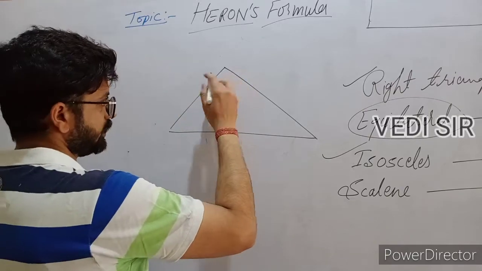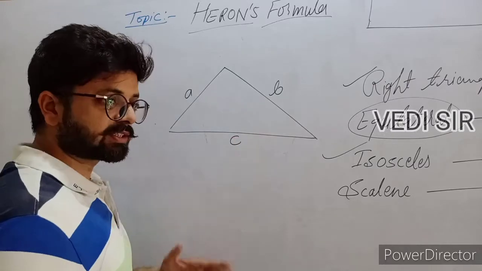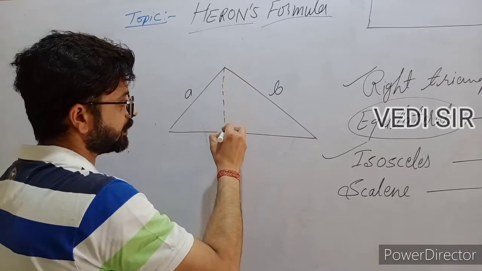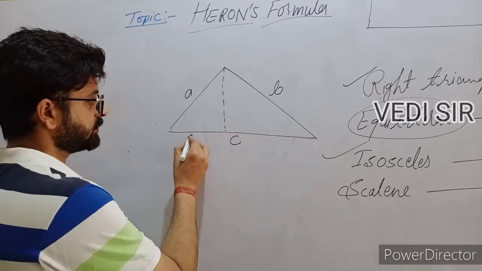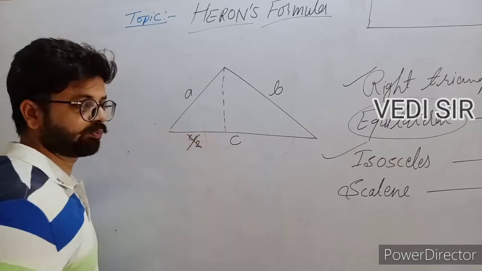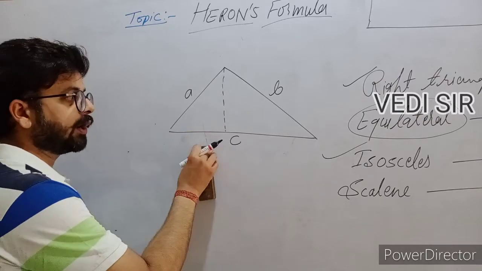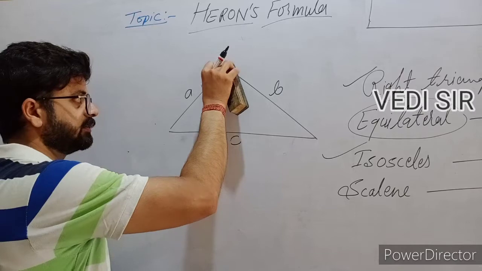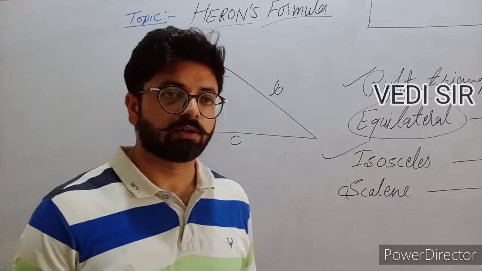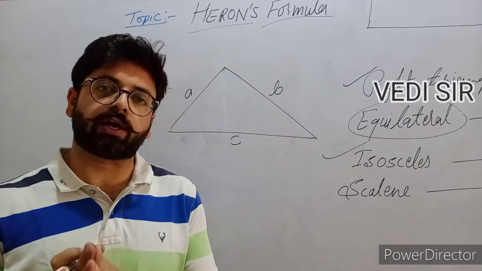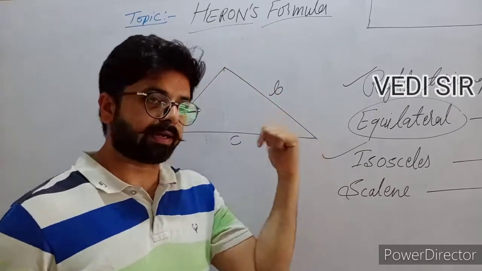like suppose this side is A, this side is B, this side is C. In this case, the perpendicular will not come at the midpoint, because the sides are different. So this is not C by 2. In this case, guys, you will face one problem: how to find the height of this triangle. So in a scalene triangle you will not be able to apply the half of base into height formula. So here Heron's formula is required.